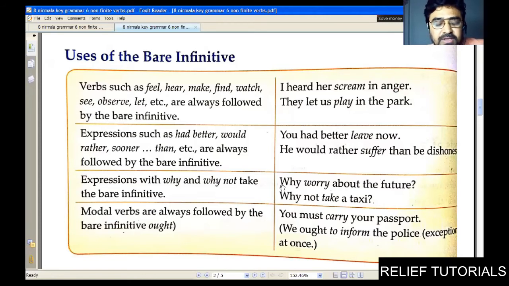For example, except ought: You must carry your passport. I can lift up this bag. You should obey your parents. But with ought, you should use to with infinitive. We ought to inform the police. There is an exception. So here we have the use of infinitives. How many types are there? Infinitive, full with to, bare infinitive without to, and split one. Split has got an adverb in between them. But its use should be avoided.